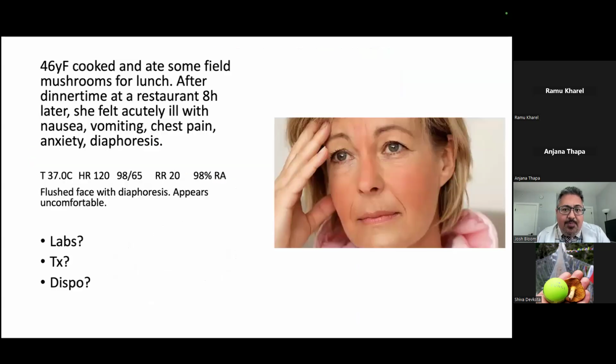This is a new case, a 46-year-old who ate field mushrooms, and 8 hours after eating the mushrooms, she felt ill during dinner, and she got nausea, vomiting, chest pain, and diaphoresis. And you can see she has a tachycardia, a borderline blood pressure, and on exam, she has flushed skin as well as persistent diaphoresis. Especially in this age group, one might be concerned for a coronary syndrome in the presence of risk factors. And a lot of times when I presented this to physicians, they often think about ordering cardiac enzyme testing or electrocardiograms, which is all appropriate.